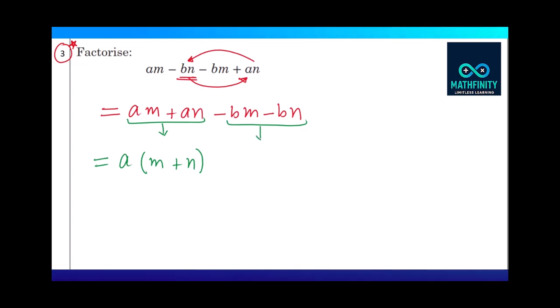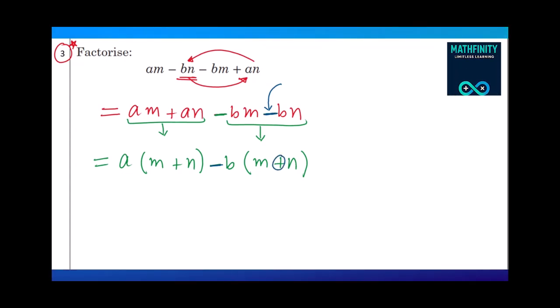And what is common from the second pair? Negative b, because negative is also here and also with this b. So negative b is common. What we have to write inside the bracket: m plus n. This is the important and technical point: if you are going to take negative as common, then you have to change this sign. If this is negative, you have to write it as positive. If this sign is positive, you have to write it as negative. If you are going to take negative outside common, then you must change this sign.